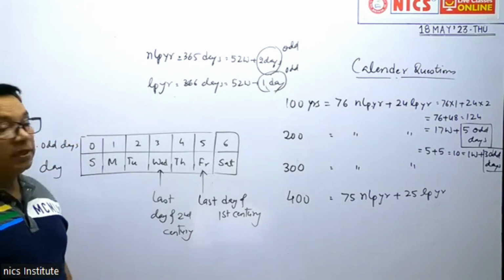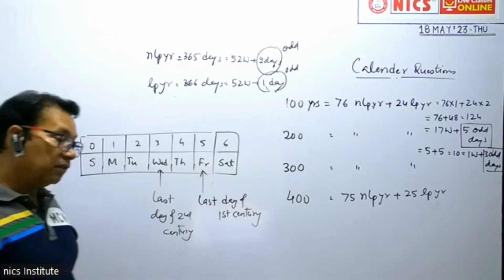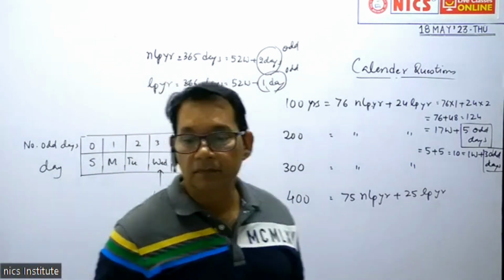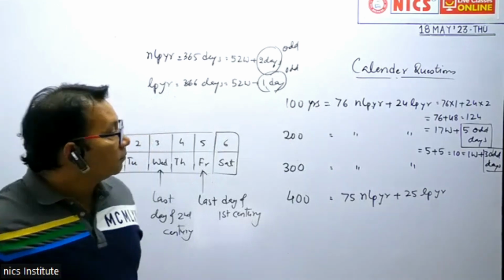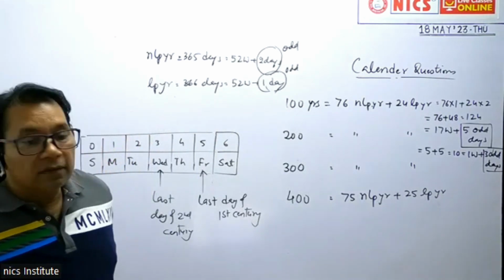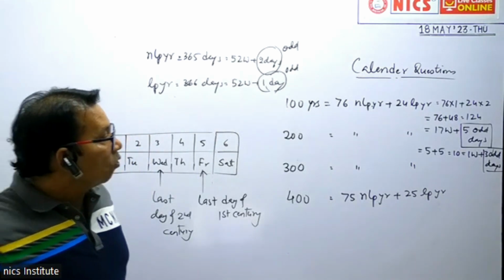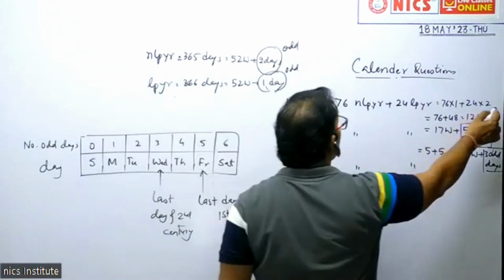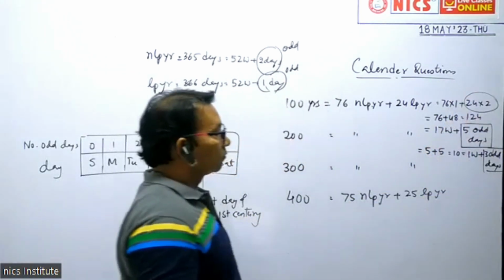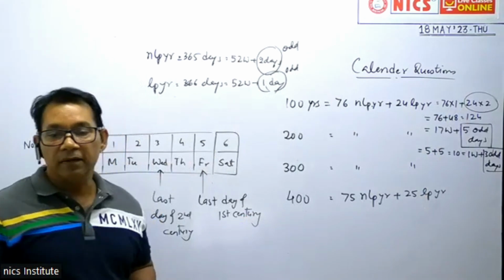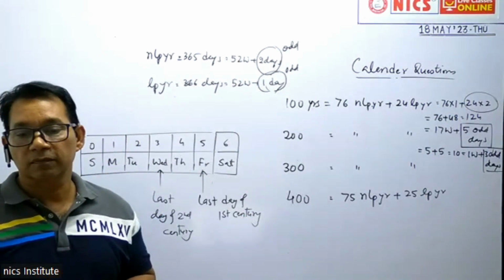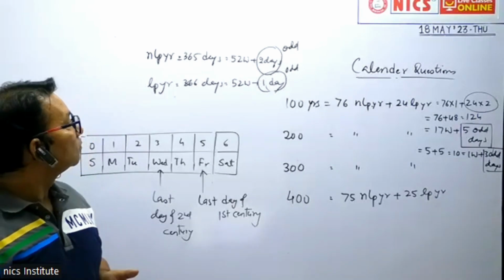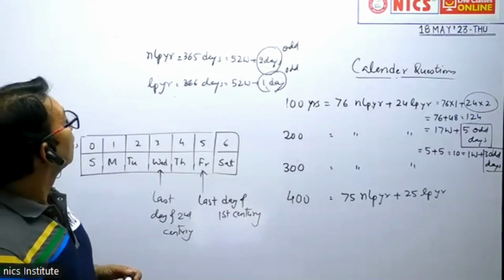Can you tell me what will be the last day of the third century and the fourth century? Yes, in a leap year, there are 2 odd days. That is why I multiplied 24 into 2, because in the first century, there are 24 leap years, so 24 into 2. Sir, at the top, you have written it by mistake, you have written it opposite.